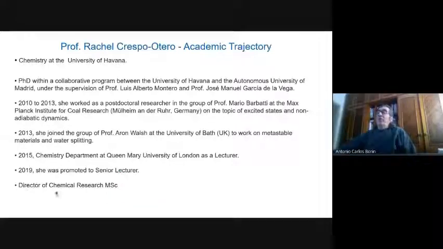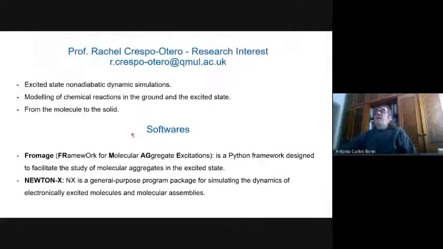She's also director of chemical research. And among her research interests, I highlight the excited states, non-adiabatic dynamics simulations, modeling of chemical reactions in the ground and excited states, and from molecule to the solid. I think that's the topic of this seminar today. And she is always involved in developing software, and she is the author of Newton X, a well-known program for excited state dynamics.